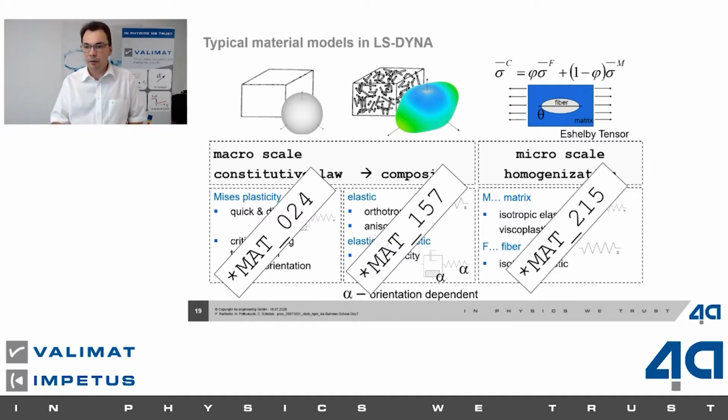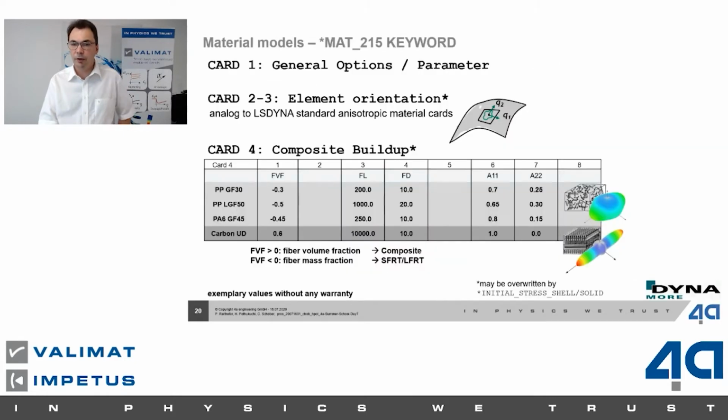And that is available in MAT 215. And for instance, that's the keyword, how it looks like. So first we have the card 1 with general options, with parameter. Card 2 and 3 are the element orientation. And card 4, you build up the composite. So you say the volume fraction, fiber length, fiber diameter, fiber orientation.